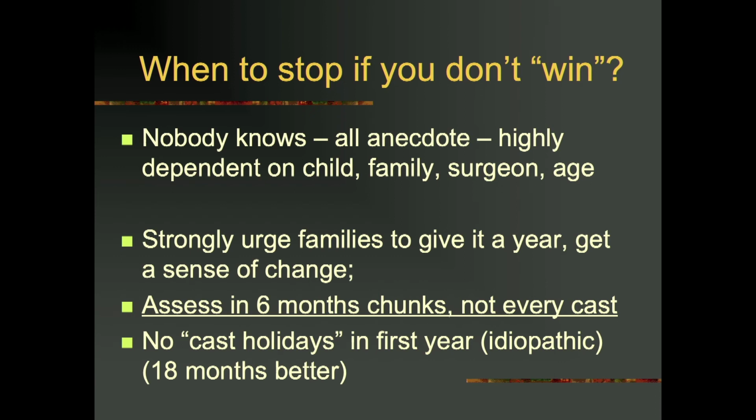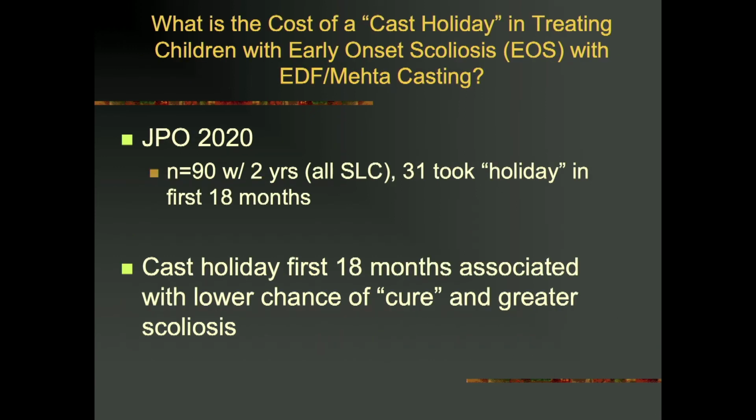We showed that cast holidays within the first year are going to have a higher Cobb angle, and they're going to be less likely to have a cure. And so actually for 18 months, we really try to dissuade people from a cast holiday. The kids who are successfully casted, on average, it's going to be about 6 casts. It's going to take you somewhere between 12 to 18 months. That's sort of the sweet spot. Every once in a while, a kid will have a really, really rapid response, and it's great. If you're up around 8, 9 casts, you're probably not going to quote unquote win.